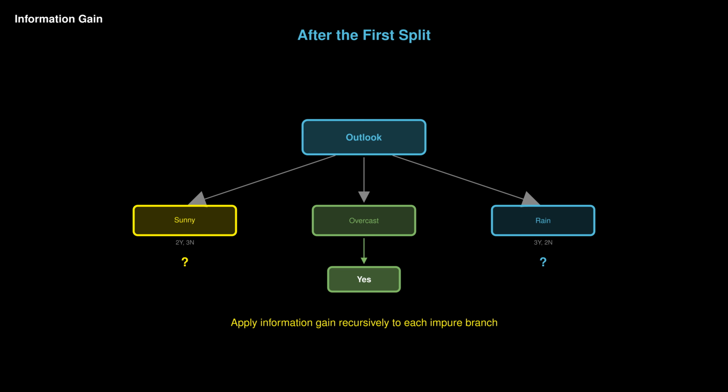Let's recap. Information gain tells you how much entropy a split removes. Calculate entropy before. Calculate weighted entropy after. Take the difference. The feature with highest gain becomes the next split. Then repeat recursively on each branch. In the next video, we'll walk through building the entire tree step by step.